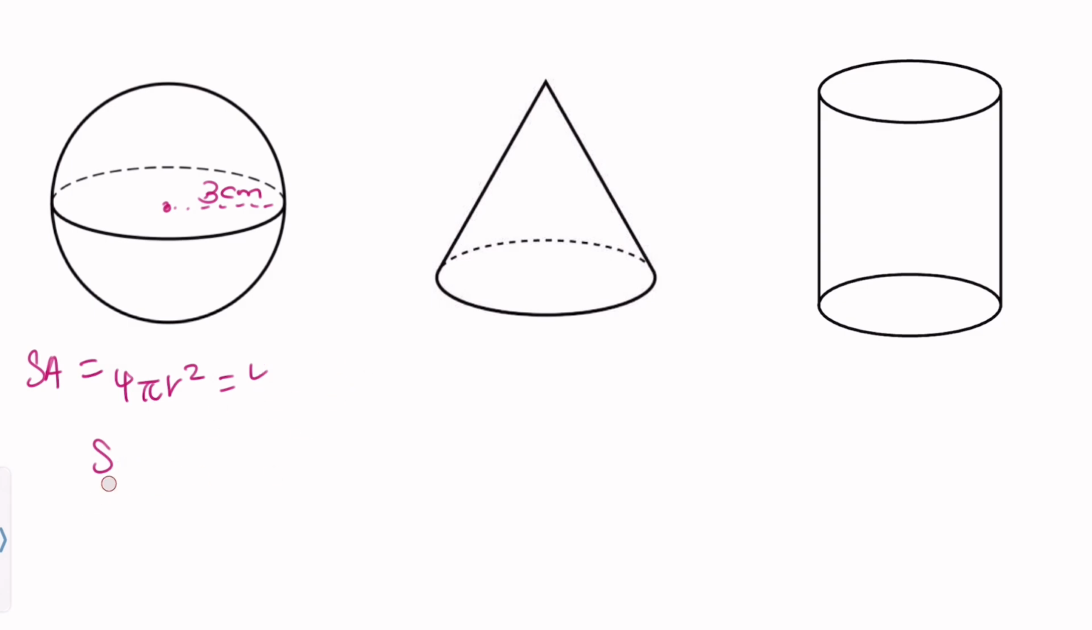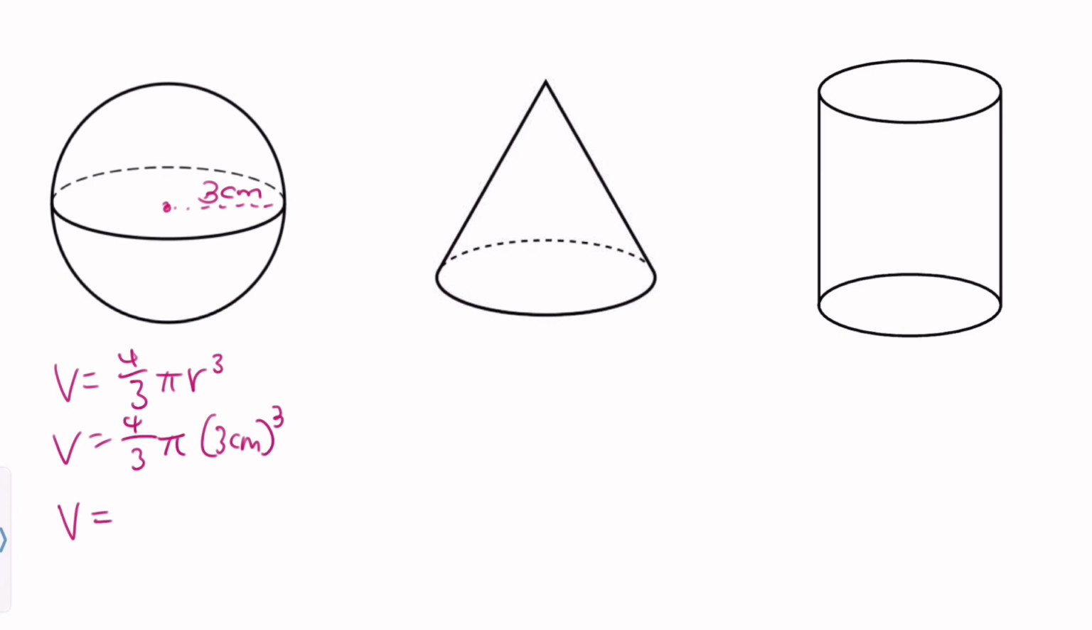Okay, and then the volume of a sphere is also given on your reference table. It is equal to 4/3 times pi times r cubed. So it is going to be times 3 cubed. The volume, I'm going to leave as the exact value again. So 12 pi centimeters cubed.